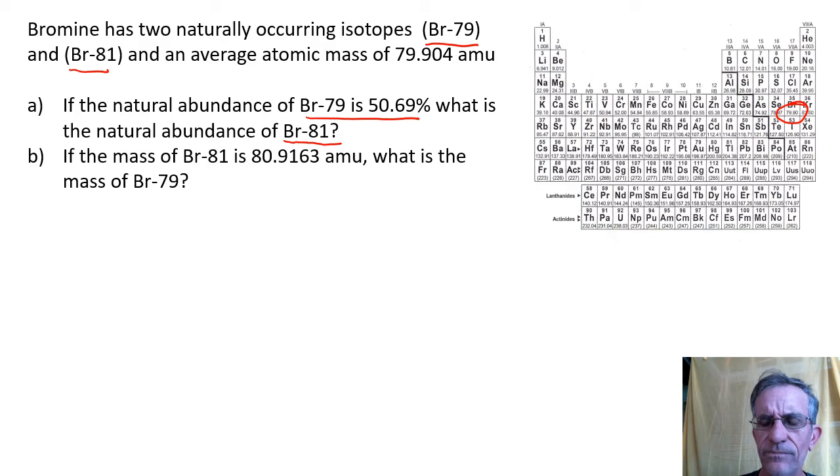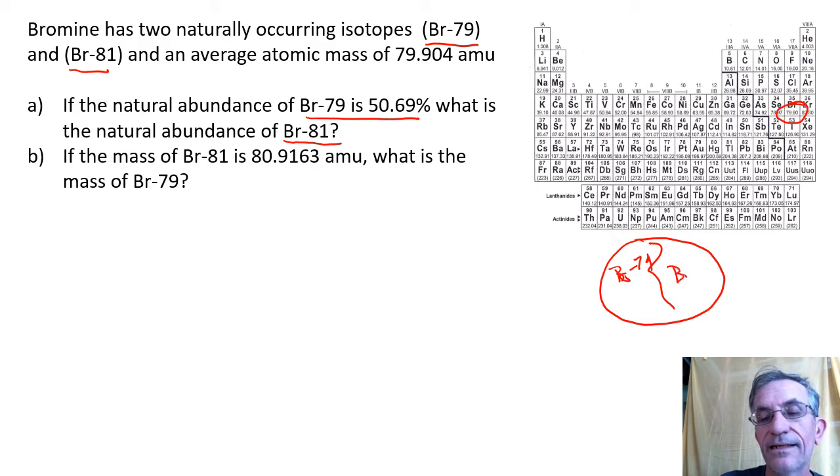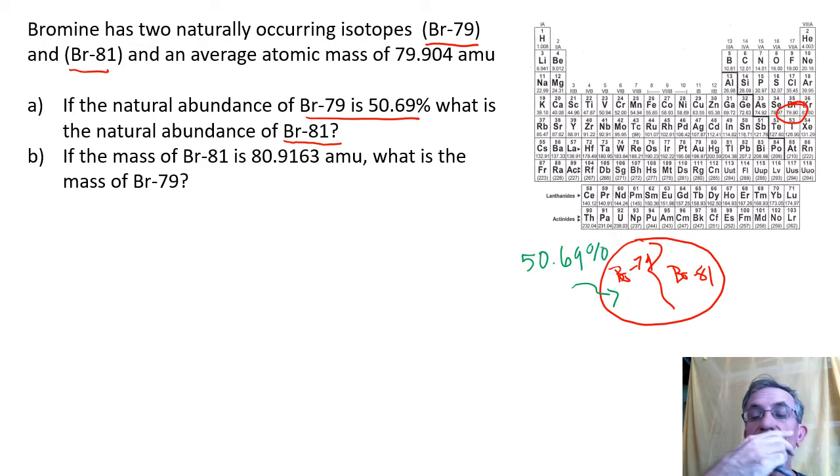In the first question, they've already told me there's only two types of bromine. So I'm going to make a little pie chart here. There is bromine 79. There is bromine 81. Those are the two types of bromine. There's only two. They're telling me that a little over 50% of the bromine in the world is bromine 79. So they're asking me, how much bromine 81 is there in the world?